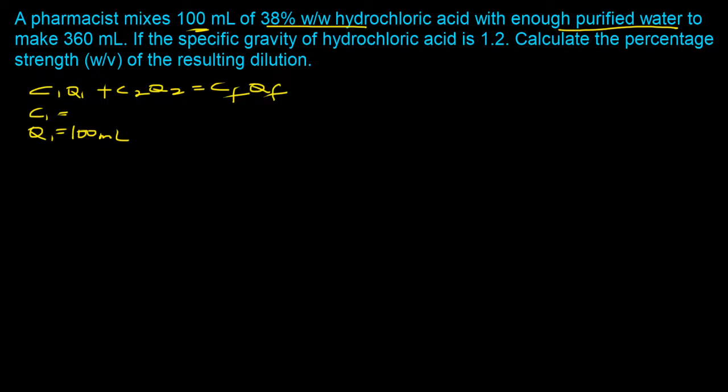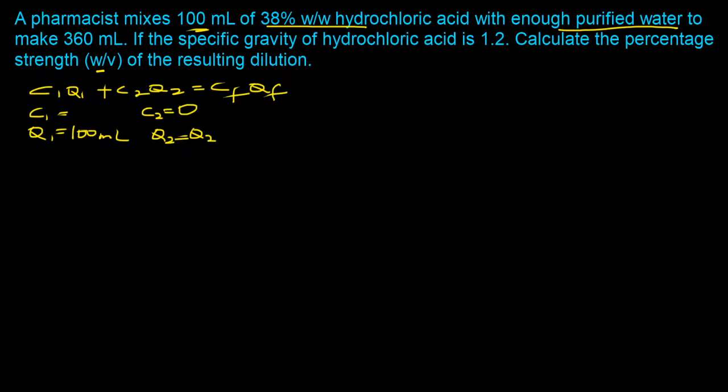But since we're looking for a final concentration in weight by volume, we want to go ahead and convert the 38% weight by weight to weight by volume. And that's the value we'll put down here. But we'll come back to that in a minute. The concentration of purified water has no hydrochloric acid. So the concentration there will be 0.